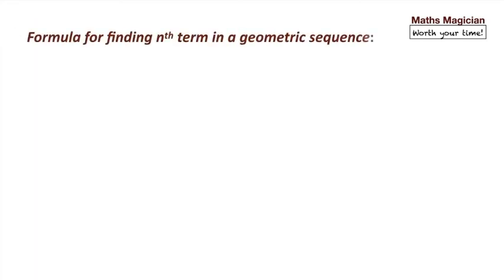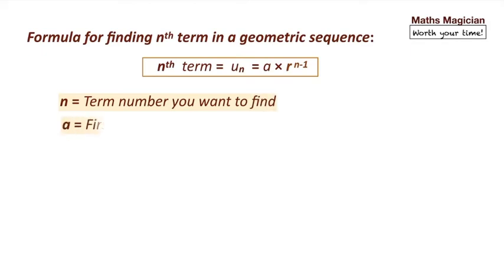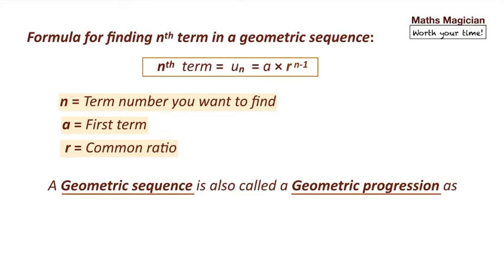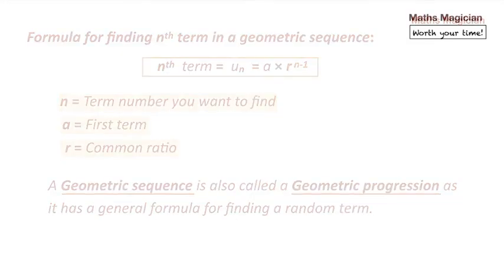So, formula for finding nth term in a geometric sequence is nth term is equal to a multiplied by r to the power n minus 1, where n is the term number you want to find, a is the first term of the sequence, r is the common ratio. A geometric sequence is also called a geometric progression, as it has a general formula for finding a random term. Now we consider some examples.